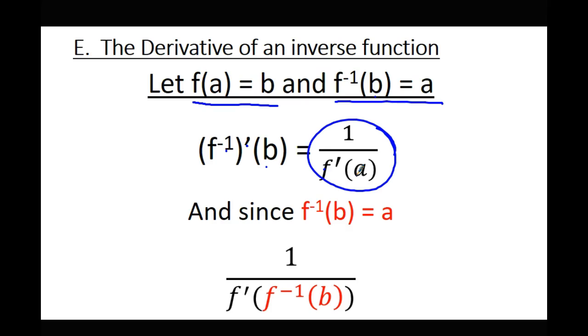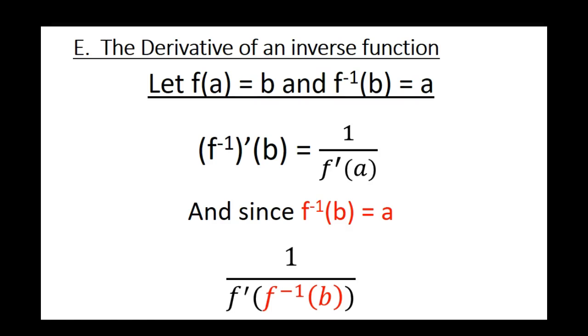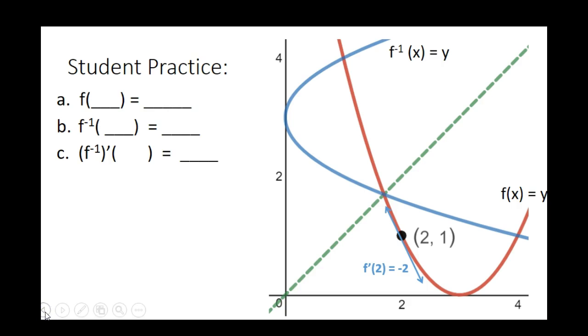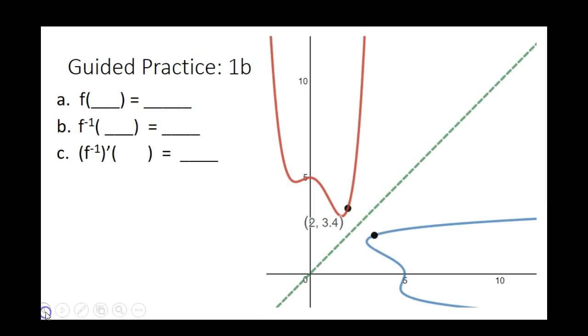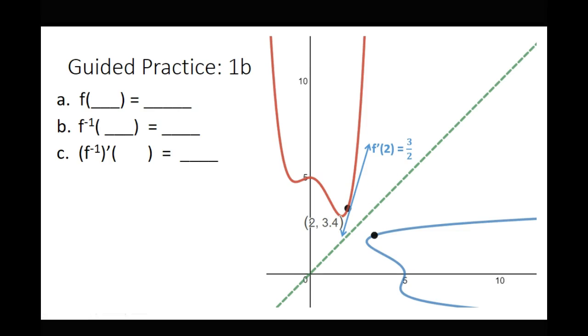Okay, let's back up. Let's back up. Go back to our slides here. So we just did this one, right? So you guys agree that the derivative of the inverse at 3.4 was the reciprocal of the derivative of f at the other number, right?